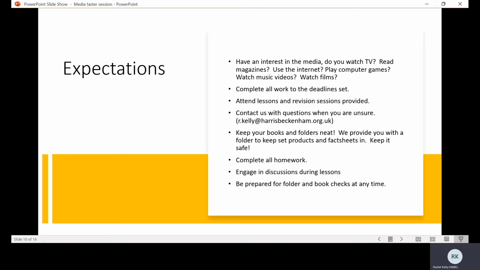So expectations. What expectations do we have for GCSE? So for media, I would expect you to have at least a passing interest in the media. Please don't take GCSE media studies if you think it's going to be easy. It really isn't easy. There's quite a lot of writing. You need to be able to have good, strong opinions and be able to write about your opinions. You need to complete all work that is set to the deadlines. So that's homework. Attend all your lessons and revision sessions. There will be revision sessions mainly in year 11, so you must come to those.